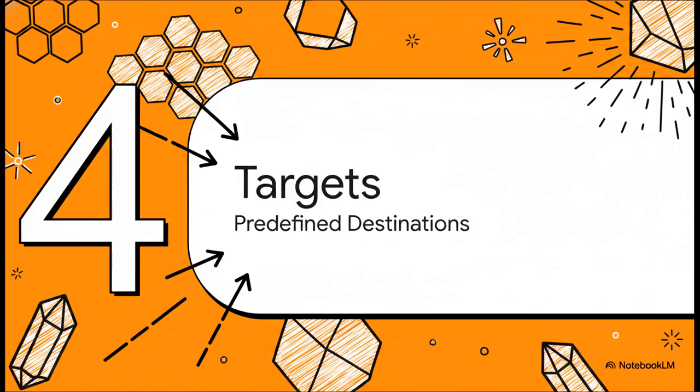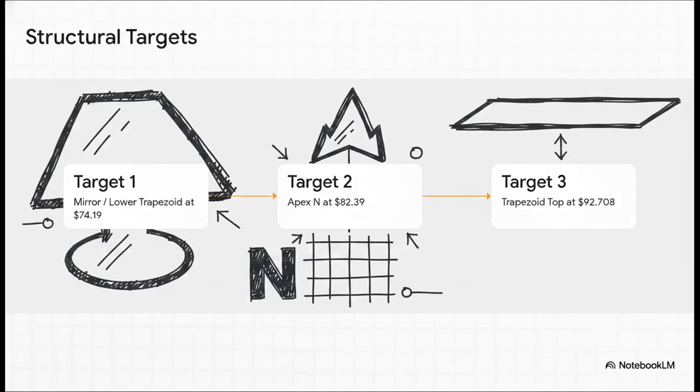All right, Section 4, Structural Targets. These structural targets give us estimated returns at some very specific coordinates. Target 1 is the mirror delay or lower trapezoid, sitting at $74.19. Target 2 is apex N at $82.39. And finally, Target 3 is the trapezoid top at $92.708.